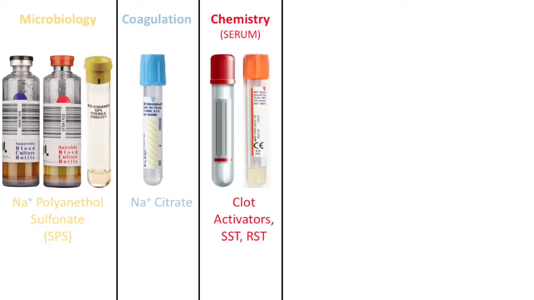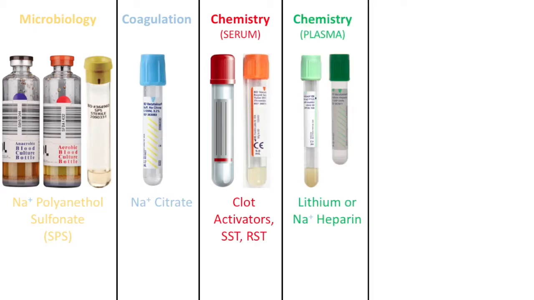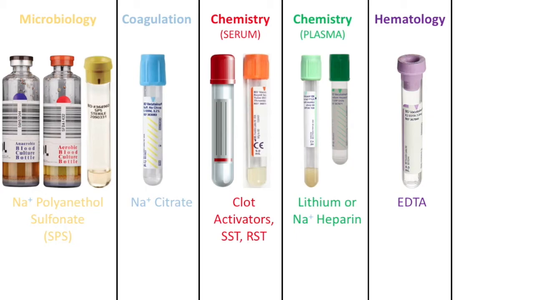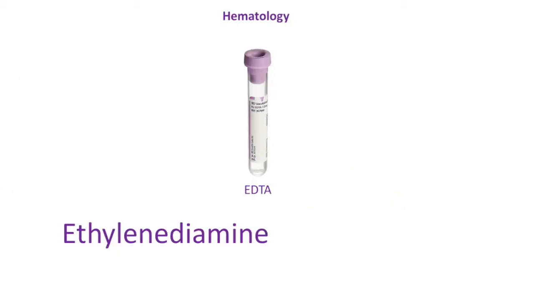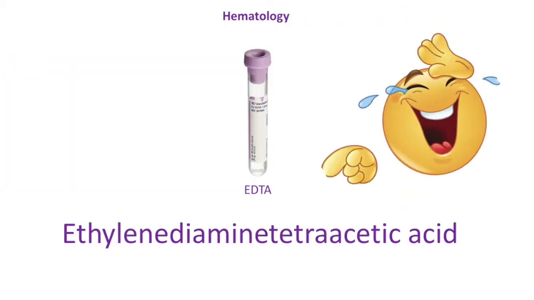And then we have our clot activators that may or may not include the separating gel. This is our serum sample. Over to the next category in chemistry, we have our lithium heparins and sodium heparins. So lithium light green, sodium dark green heparin. And then we move over to hematology with our EDTA. This is short for ethylene diamine tetracetic acid, 2 words.